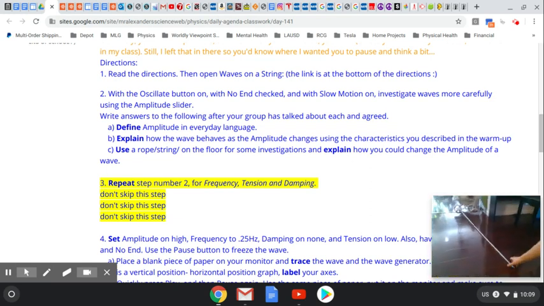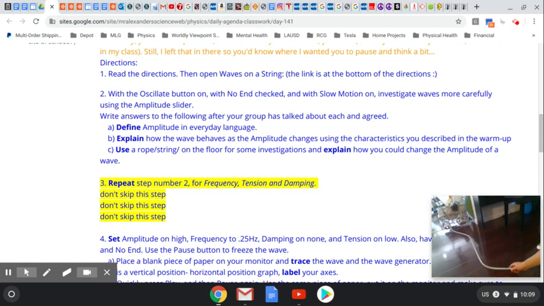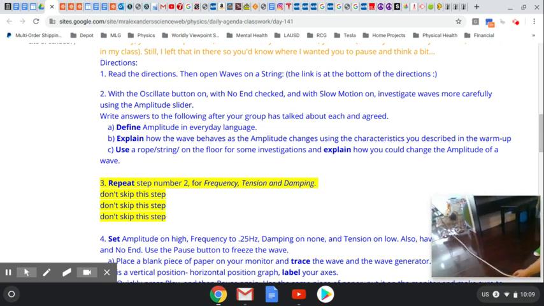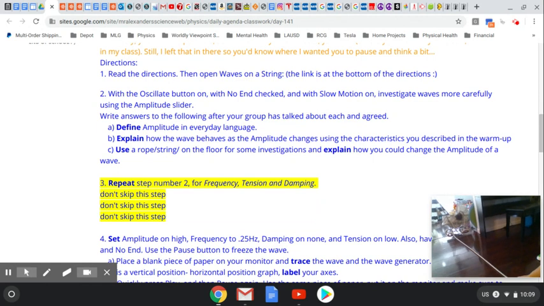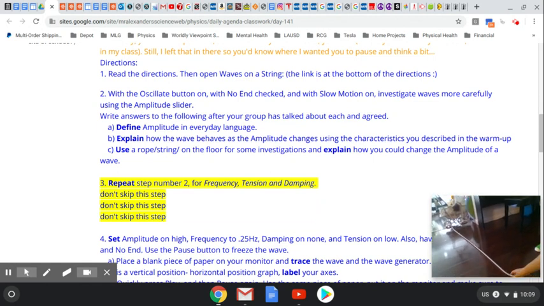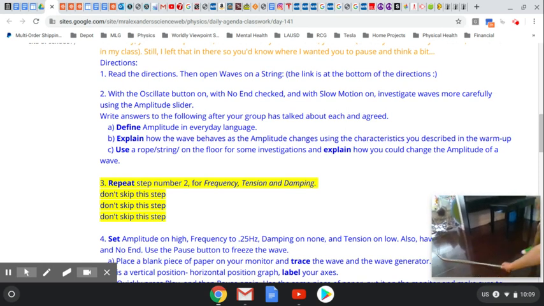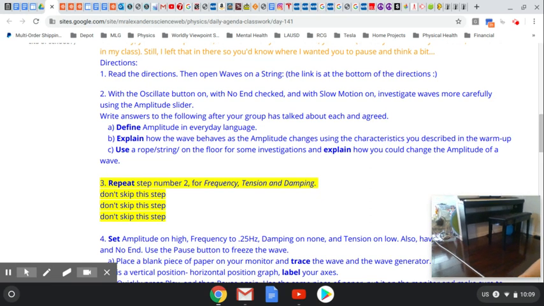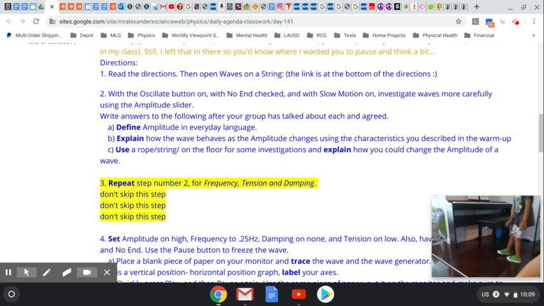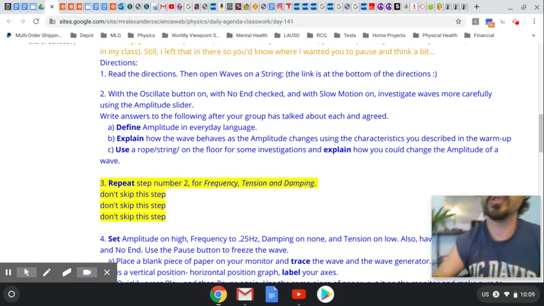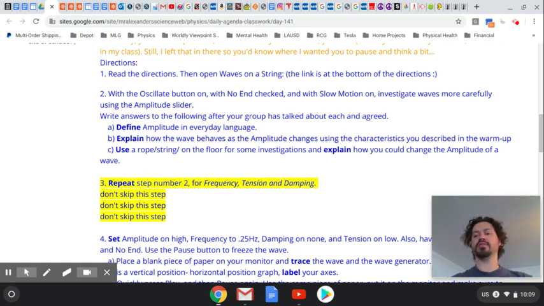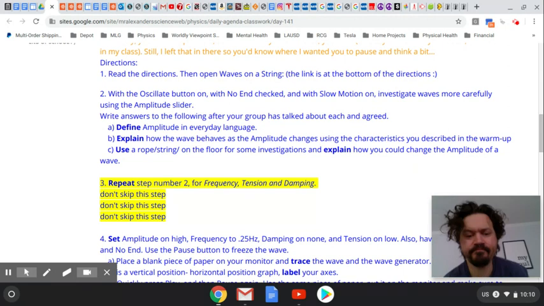So if you had a wave going, like that, and you wanted to increase the amplitude, what would you do with your hand? Hopefully you think you'd move it farther, right? You give it a bigger swing, and that gives you a bigger amplitude wave. I want you to think about how you would adjust the frequency and damping and other things, tension as well. Okay.